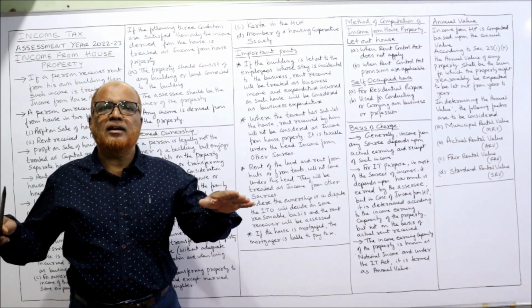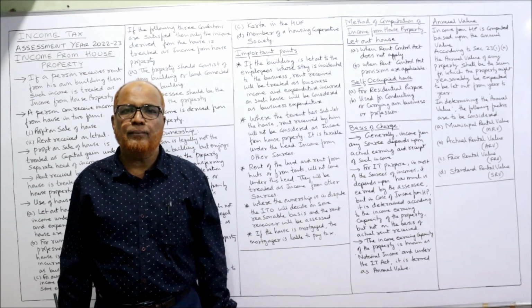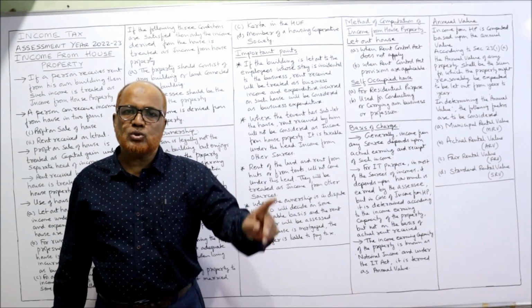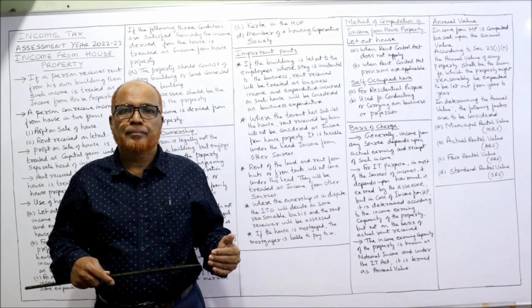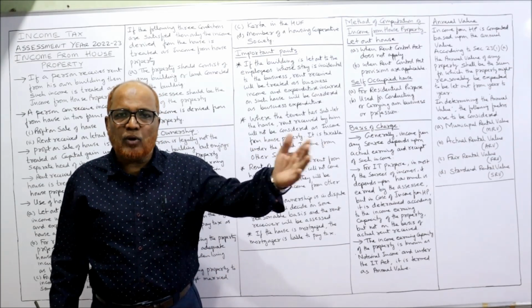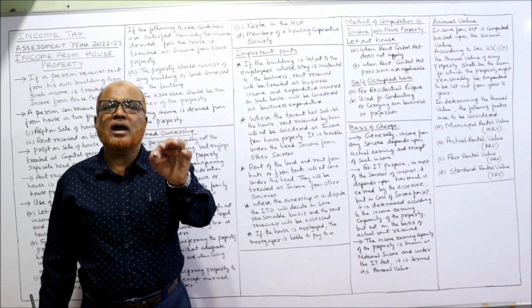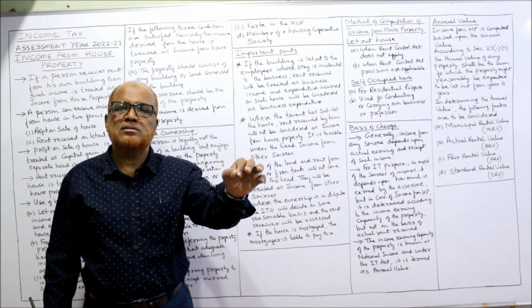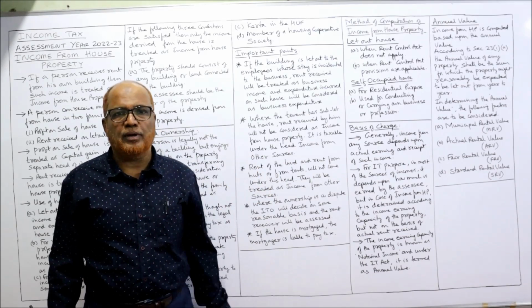For smoothly running the business, the company has constructed some quarters beside the company and asked the employees to stay in the quarters because it will benefit the company. The employees should not come from far off places. The employees can stay beside the company in the quarters. In that case, whatever rent the company receives from the quarters is business income, not income from house property.